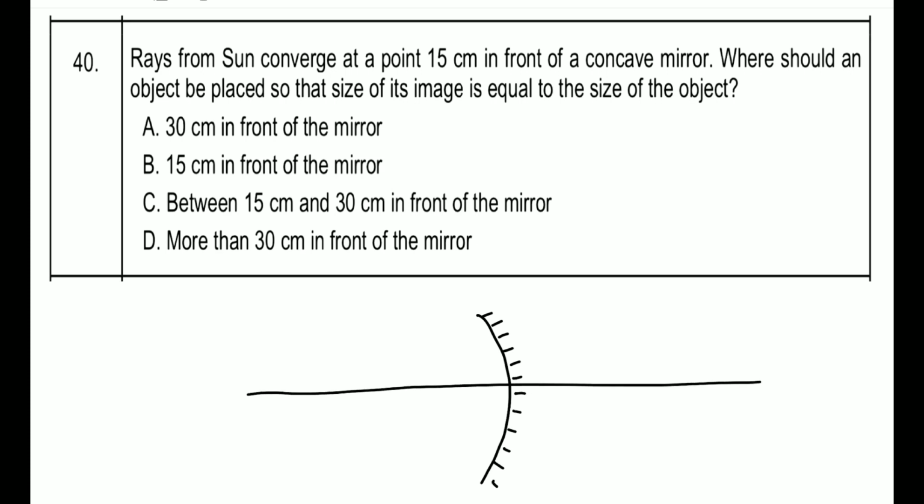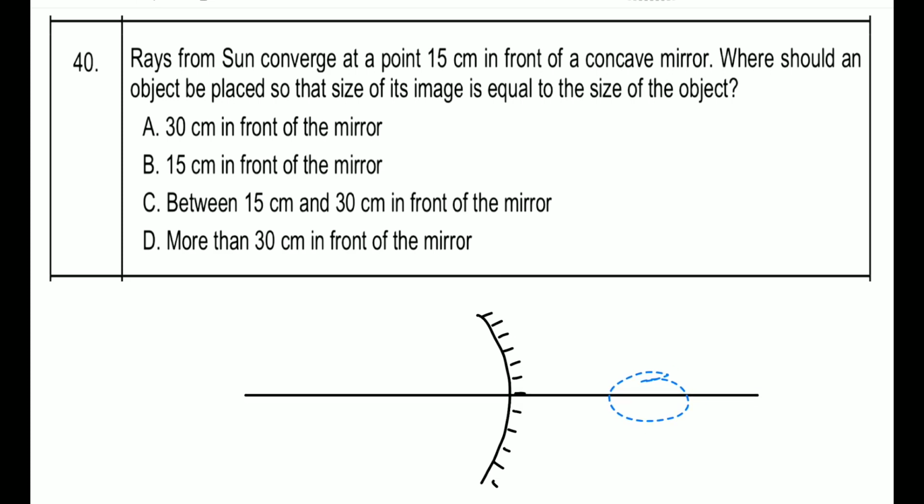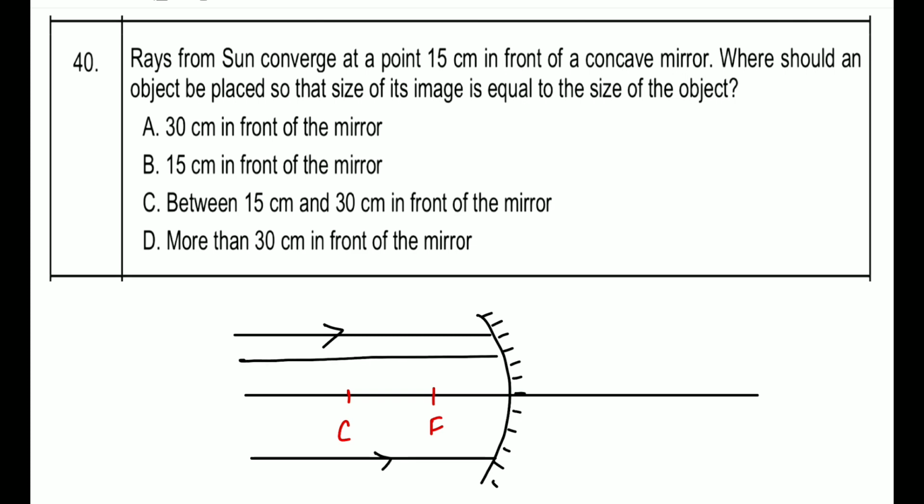So you have this principal axis. Obviously this concave mirror will have a focus and a center of curvature. Now let's read the question again. Rays from the sun converge at a point 15 centimeter in front of a concave mirror. The rays are coming from the sun, which means they come from a very far away place, so the rays will be parallel. Yes or no? Okay, great.